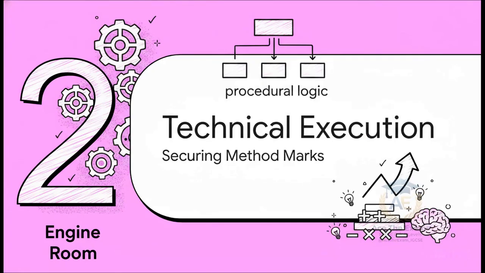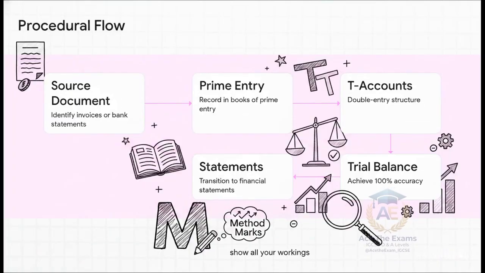Moving on to Part 2, technical execution and method marks. Okay, so the vital procedural flow here moves from source documents, like an invoice or a bank statement, straight to books of prime entry, then T accounts, trial balance, and finally your financial statements. Applying an advanced technical methodology here is your ultimate safety net.